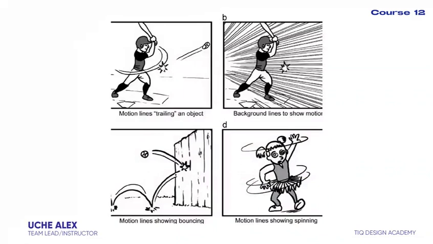Let's look at another example. By the top left here, you see a baseball player that hit a baseball with his club. You can see that there are lines around him to show the movement of the club. You can also see that the ball has lines around it that also imply motion. Then below that box, you can see a ball that just bounced on the ground, hit the wall, and is bouncing back. You can see how the lines were used to imply this movement.